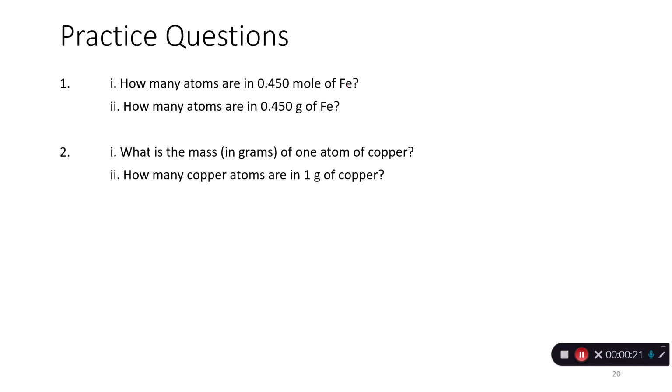For 1.1, how many atoms are in 0.45 mole of iron? Now, it's actually a trick question because it doesn't matter what element it is. The number of atoms in a mole is fixed, right? 1 mole will have 6.022 times 10 to the power of 23 atoms. So this is very straightforward. 0.45 mole is just 0.45 multiplied by Avogadro's constant. In other words, 45% of what you have here.